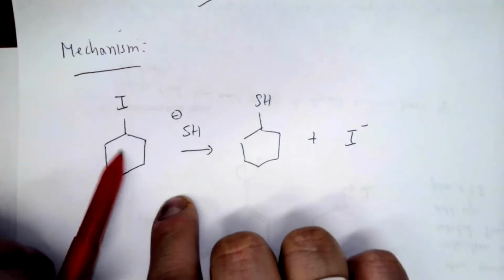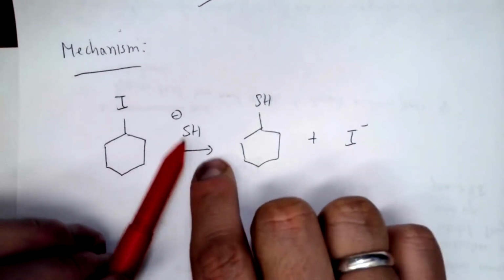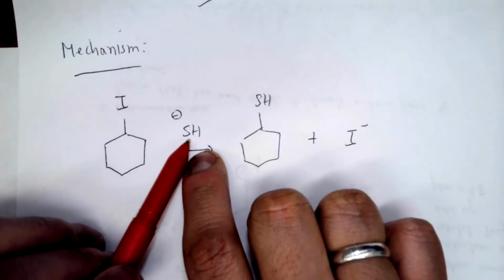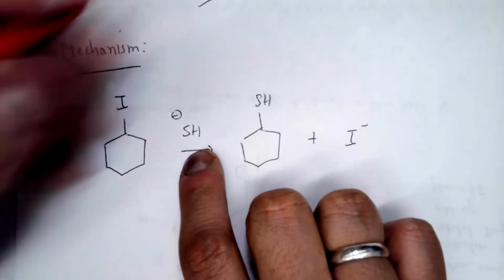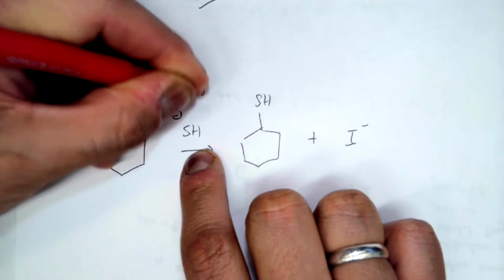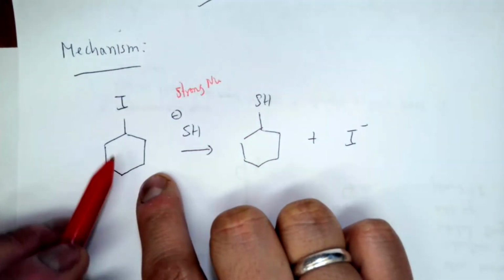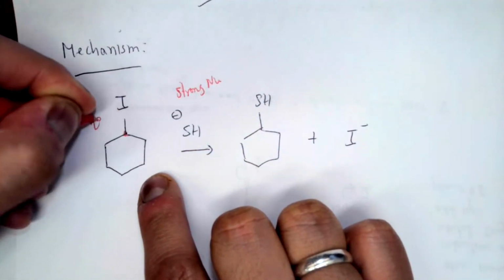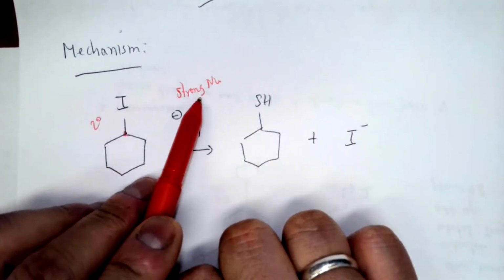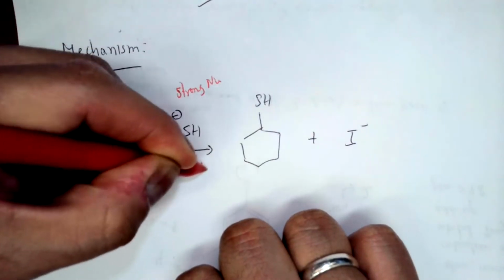Okay, substrate, yes, it's a substrate because it has a leaving group. As a nucleophile, yes, it's a nucleophile because it's SH. Is it a strong nucleophile? Yes, a strong nucleophile. Secondary substrate right here. Secondary substrate with a strong nucleophile gives you an SN2 reaction.